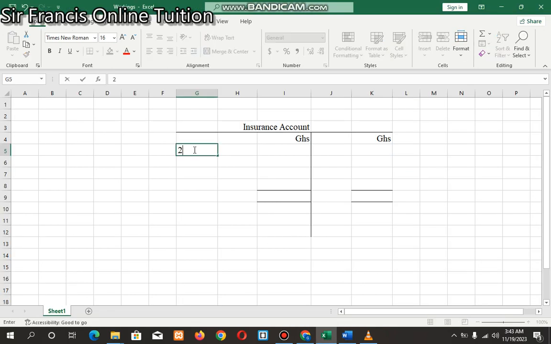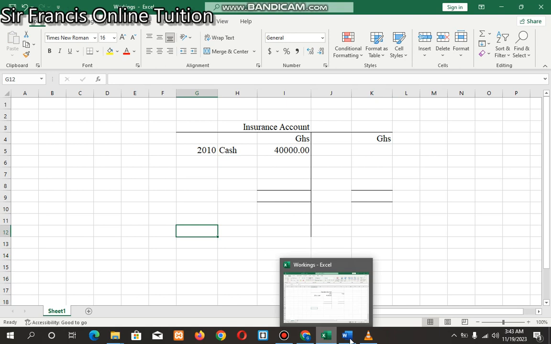So we have the year here, 2010. The entry, that account that is being affected by the transaction is cash, 40,000. You have to know that. Okay, so 40,000. We've recorded it nicely at the debit side of the account. So let's go back and see if there is something else that I have to do.